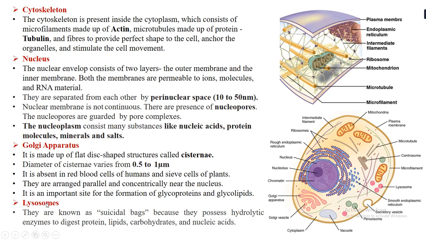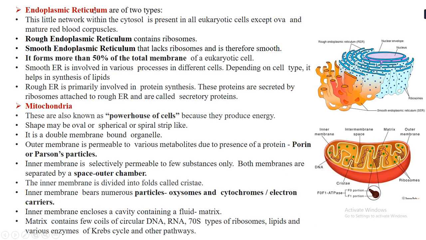Now in this particular session we are going to study the remaining cell organelles, and we are going to start with endoplasmic reticulum. Endoplasmic reticulum is of two types: rough endoplasmic reticulum and smooth endoplasmic reticulum. The rough endoplasmic reticulum contains ribosomes, and the smooth endoplasmic reticulum lacks ribosomes, and that is the reason that it appears smooth. In this picture, this is the rough endoplasmic reticulum where you will see the ribosomes attached to the outer surface, and this is the smooth endoplasmic reticulum, without the ribosomes.